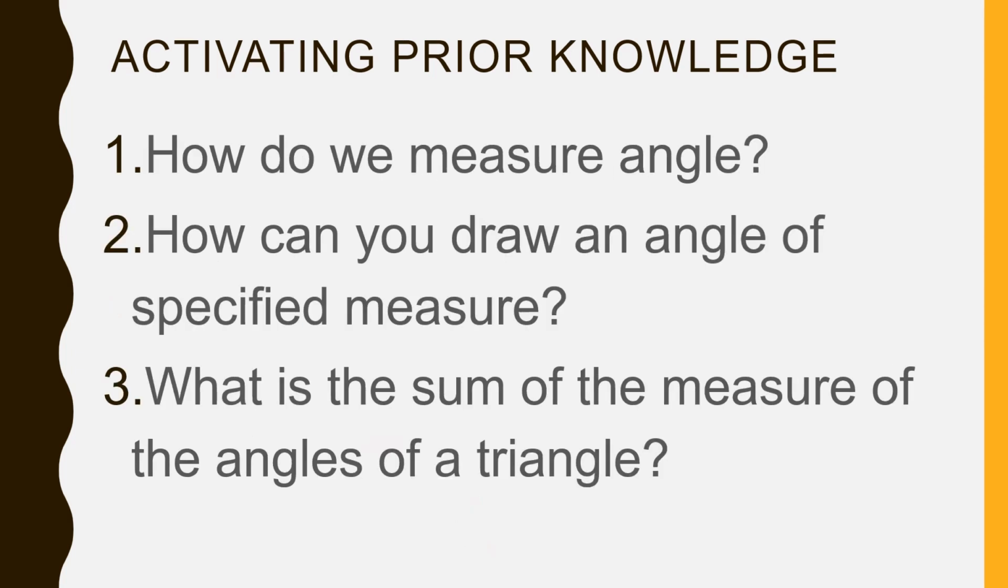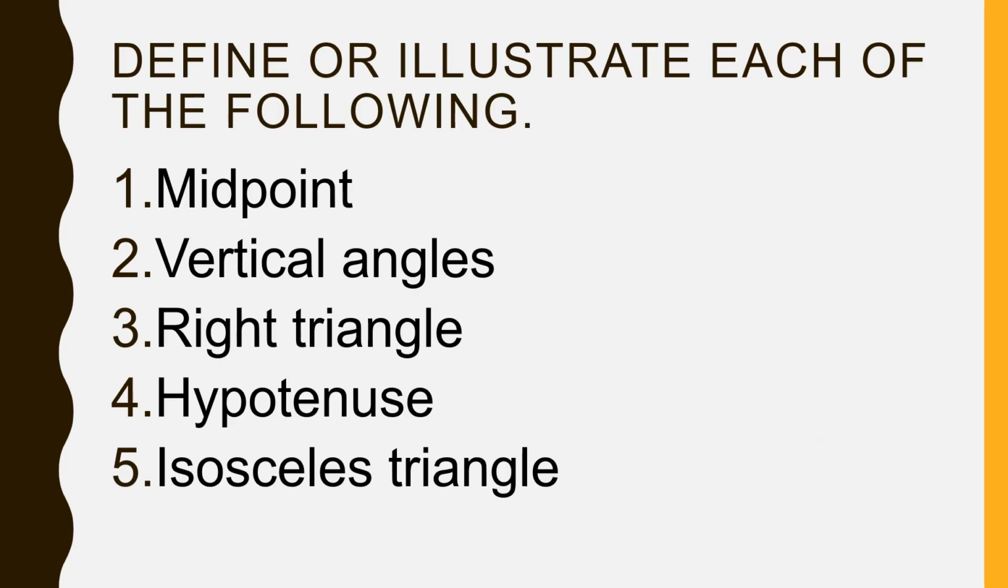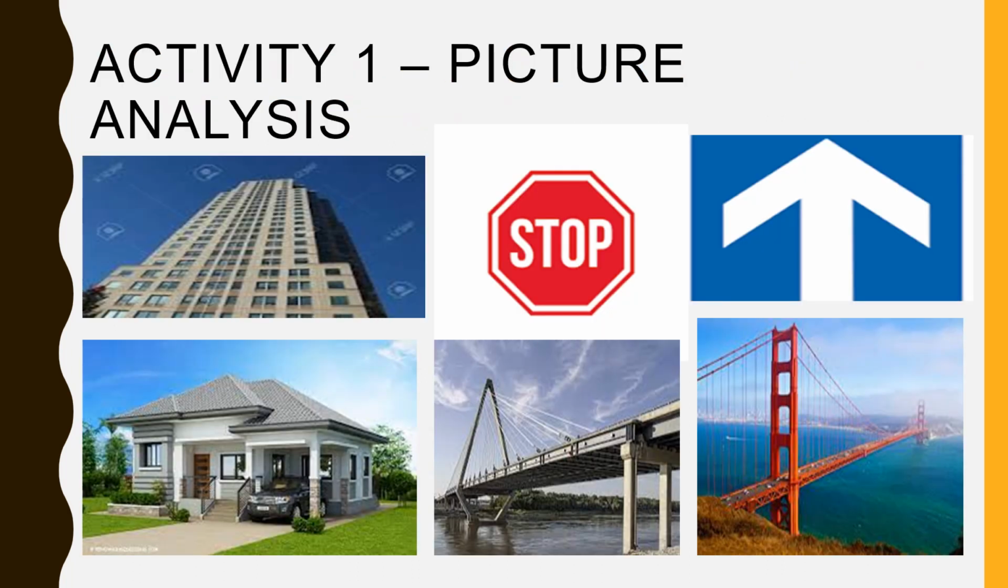Okay, how do we measure an angle? Of course, we measure an angle by using a protractor. How can you draw an angle with a specified measure? Of course, you can draw using a protractor, and at the same time, you can use the ruler to have the proper length. What is the sum of the measures of the angles of a triangle? The total is 180 degrees. Then you can illustrate and define the following. This one is easy.